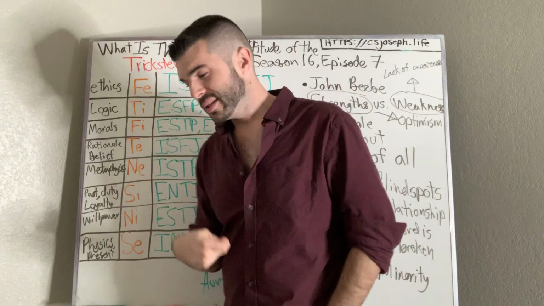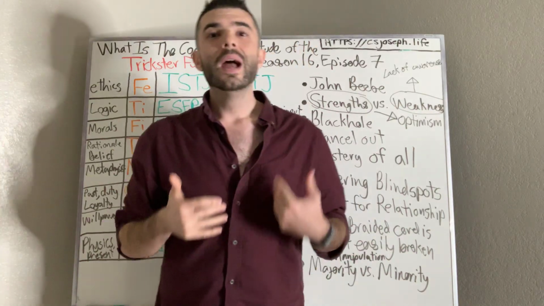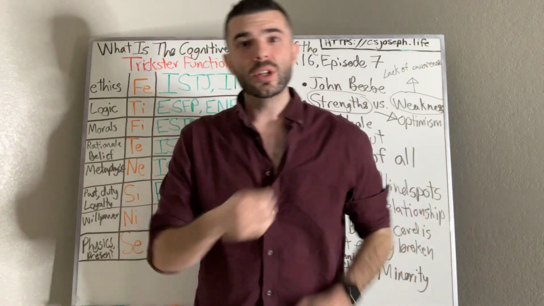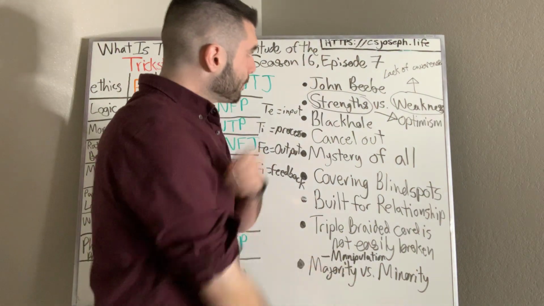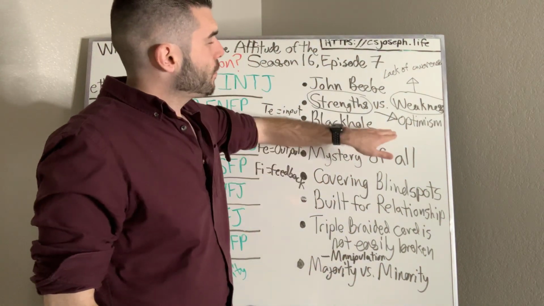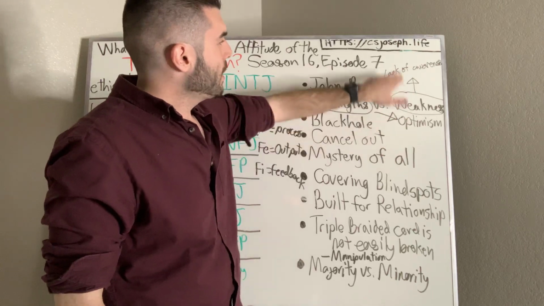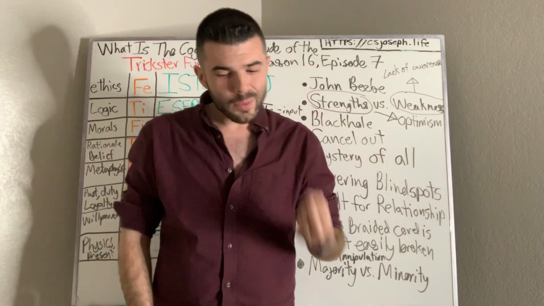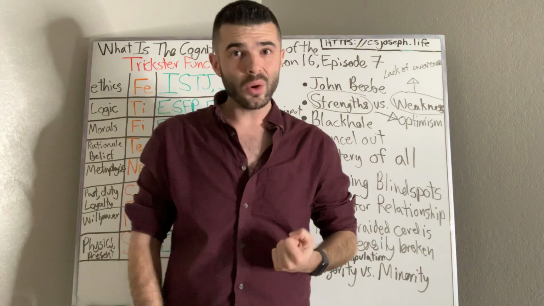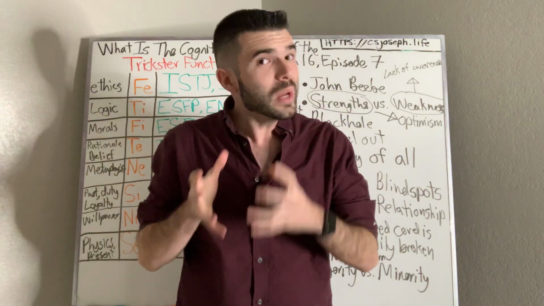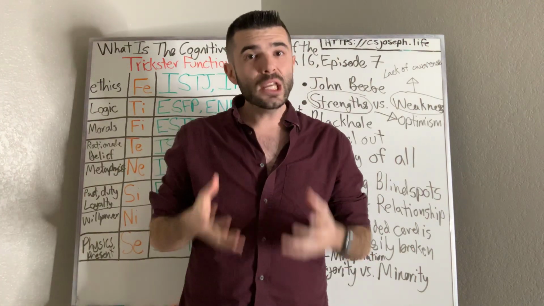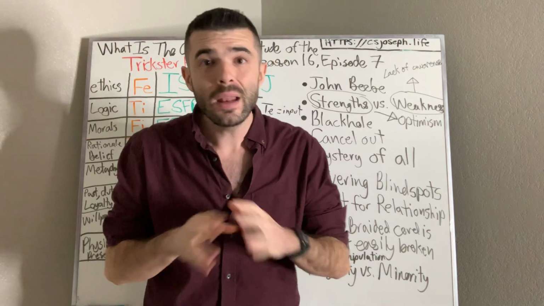ISTJs and INTJs. These are our weaknesses. These functions are all about our weaknesses. And remember, the trickster function, because it is weak and it's a lack of awareness, it's still optimistic. We are optimistic that we can control this black hole. It's a Pandora's box. We can't actually control it. It's a huge blind spot for us. We think we can, but we can't.